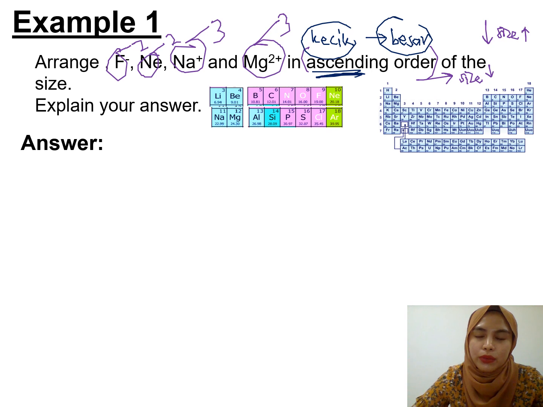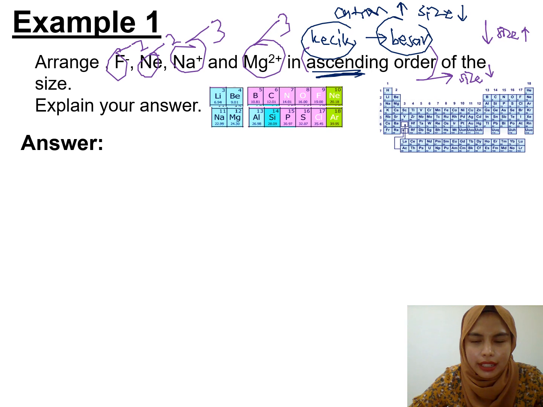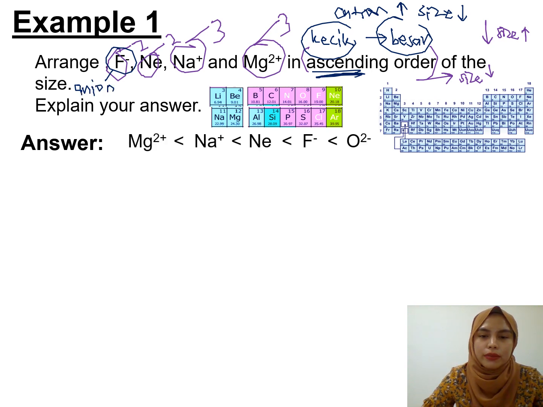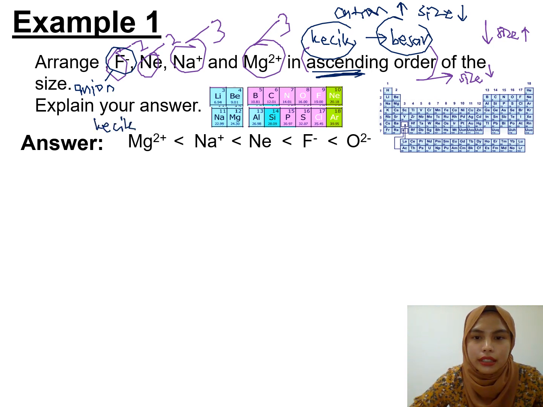So we know as well for cation, kalau makin bertambah charge cation, size dia akan jadi makin kecil. So I believe here that Mg2 plus size dia akan lagi kecil. F minus pula anion. So kalau anion size mesti lagi besar kan? Alright. So bila you nak susun, you susun daripada kecil sampailah ke besar.